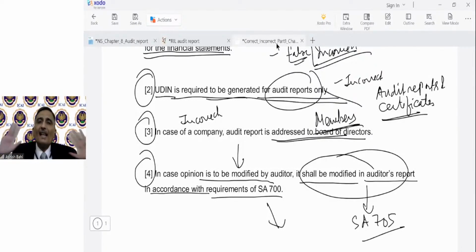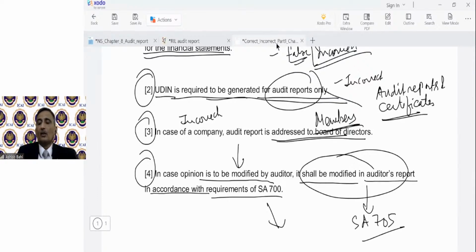SA 700 only tells us that you have to modify, what is an unmodified opinion and what is a modified opinion. It doesn't tell us how it will be modified, what are the requirements of modifying it. So these requirements of modifying are dealt with in SA 705. It is incorrect. Yes, now Suman, you are writing rightly. Yes, you are saying sometimes the question is half visible. Okay, that's fine.